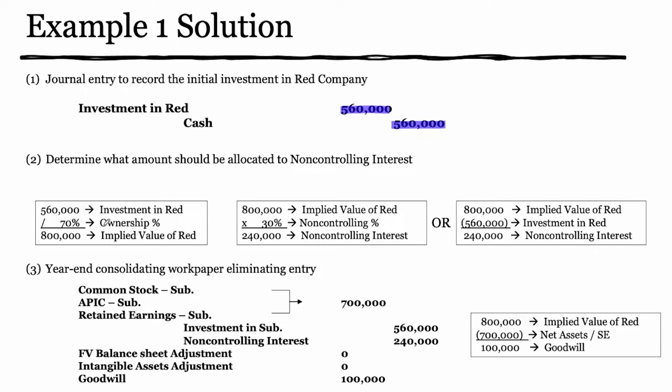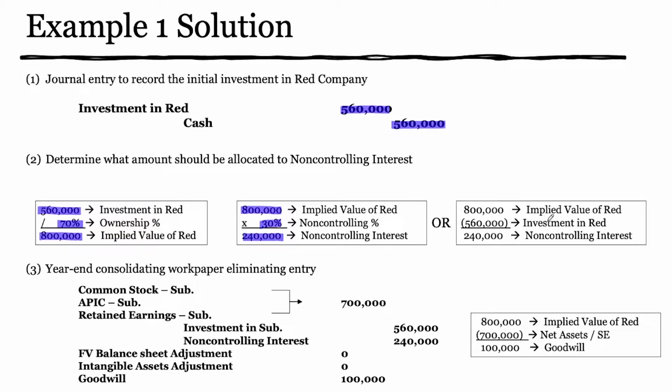Now, in order to do that, all we have to do is take our investment in Red of $560,000, divide out our ownership percentage of 70% to get our implied fair value of Red of $800,000. Remember, this number just represents if Blue Company were to purchase 100% of Red Company. So we have our implied fair value of Red of $800,000, and we're going to want to multiply it by the non-controlling interest percentage. Again, this is just 1 minus the ownership percentage, at 30%. So we take our implied fair value at $800,000 times our non-controlling interest percentage at 30%, and we get $240,000 being allocated to non-controlling interest.